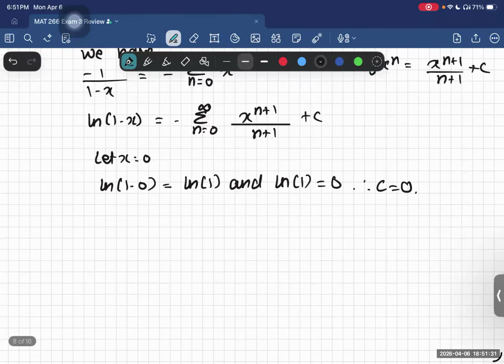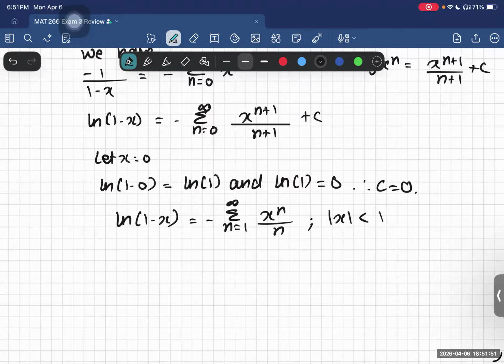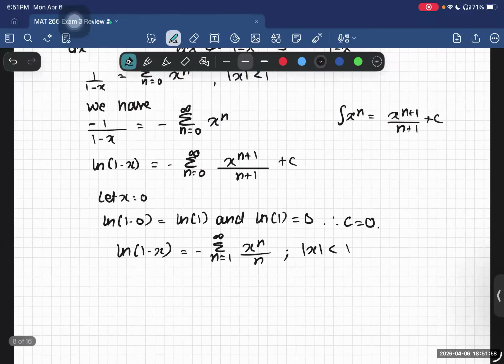All right. So now we have basically ln(1 minus x) is equal to negative summation from n equals 1 to infinity of x raised to n over n, given that the absolute value of x is less than 1. Right? Any questions about this power series formula? This one or the previous one?